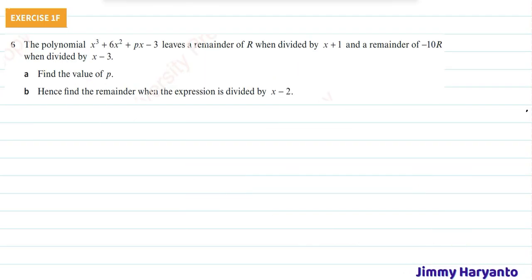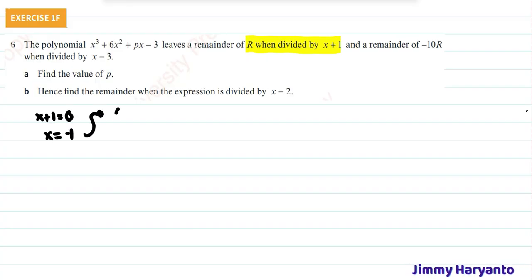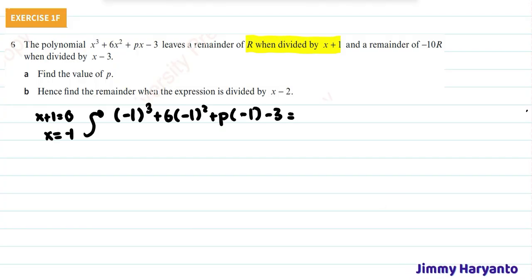Next is question 6. We have a polynomial that leaves a remainder of r when divided by x plus 1, and a remainder of negative 10 when divided by x minus 3. Okay, so first we'll do this one first. x plus 1 means x plus 1 equals 0, x equals negative 1, and then input it into the polynomial, negative 1 to the power of 3 plus 6 times negative 1 to the power of 2 plus p times negative 1 and then minus 3. The result has to be the remainder, and the question says the remainder is r, so we just write it as r.